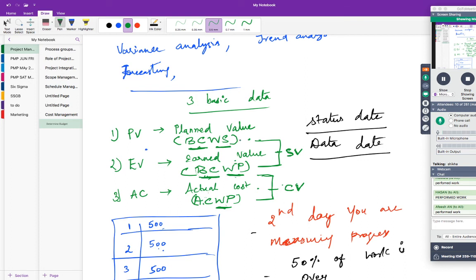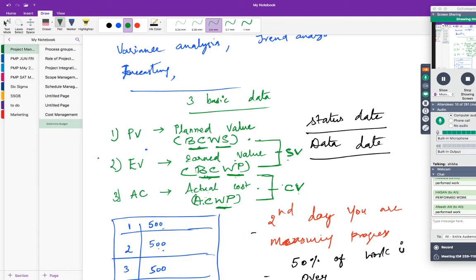Which helps you to calculate both schedule variance and cost variance. And that is why earned value is something modern. When I say modern, it's 10 or 20 years old, not even 20 years, only a few years old. This has become popular. So that is what you call basic earned value analysis.